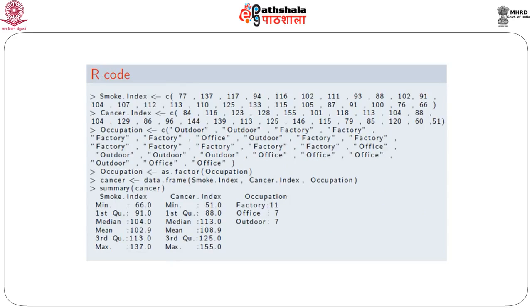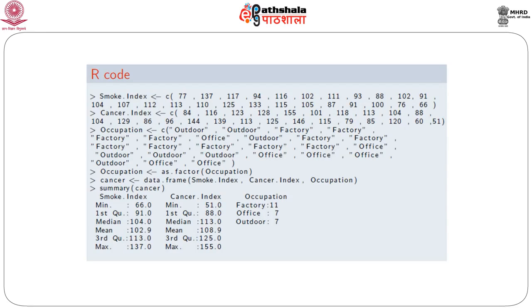So the very first thing that we do in R is first read the data for each of these variables into R. The first predictor variable that we have is smoke index, and we read the numerical data into R. Next we read the numerical data of cancer index into R, and finally we have not numerical but qualitative data for occupation that we enter into R.